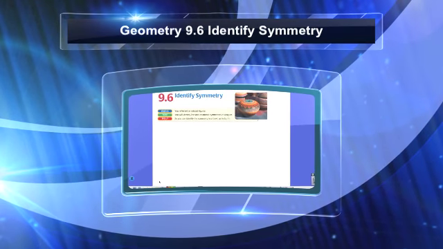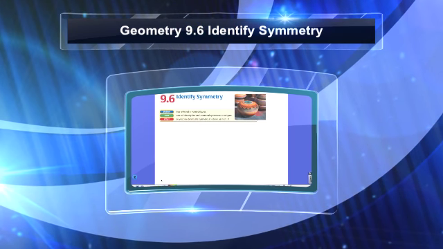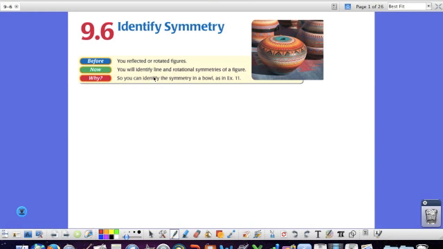Today in lesson 9.6, we will identify symmetry. Before, we reflected or rotated figures. Now we are going to identify line and rotational symmetries of a figure.